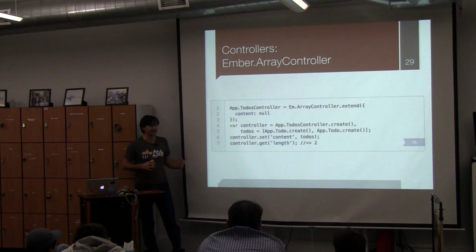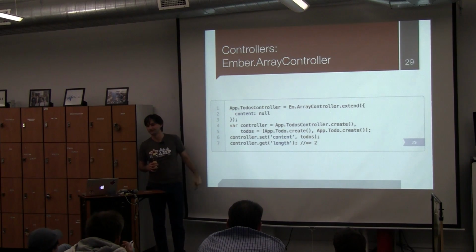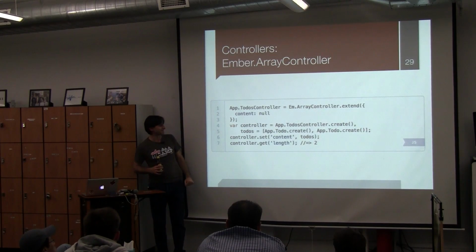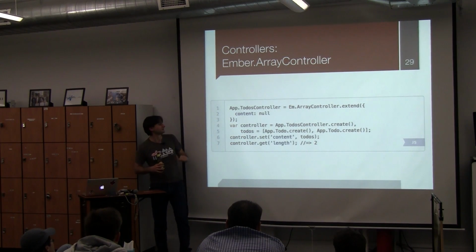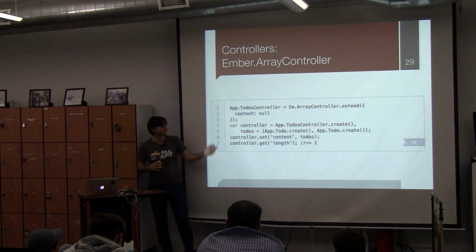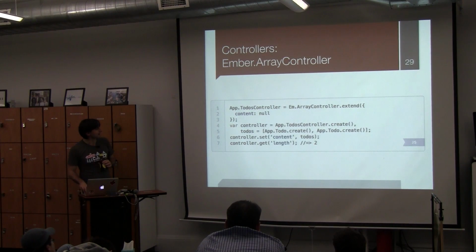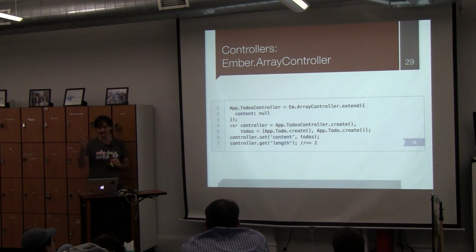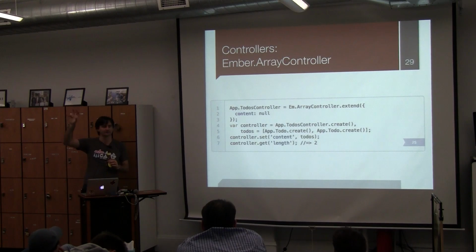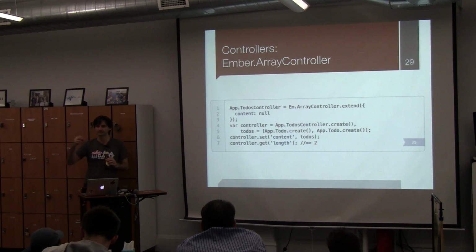And now we can do things like ask the controller its length. Now, there's no length object here. There's no length computed property here. But it understands that it's going to proxy this to content. So it's going to go and say, hey, array of to-dos, how long are you? And I'm going to return 2 for you. And if you were to bind something in your template, and we'll look in a minute at how to do that, to say length of how many to-dos, maybe you want a number in the upper right-hand corner, as that length changes, it's going to automatically update the template for you.